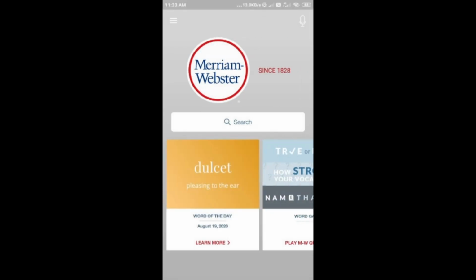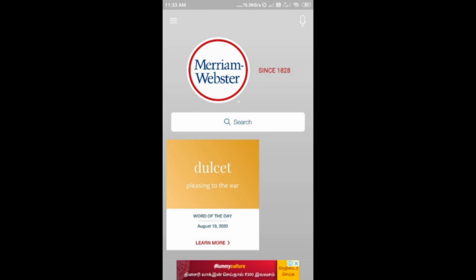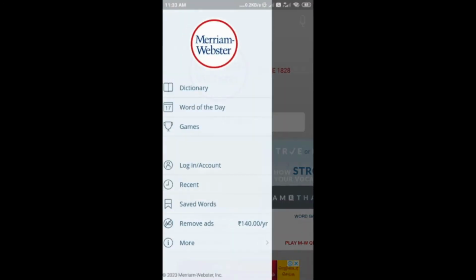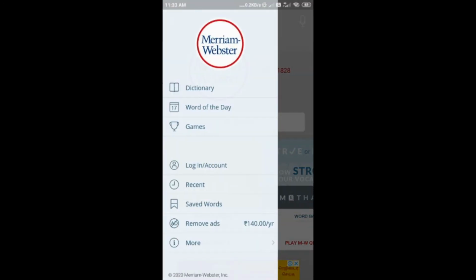But for today, I'm just going to show you how the layout works. Now it has a very interactive and beautiful layout for the Merriam-Webster dictionary. You could see that in the home screen, you have the search option right around here, and then you also have the tab here which gives you a lot of options. So you have dictionary, you have word of the day, and you also have word games that you could play.